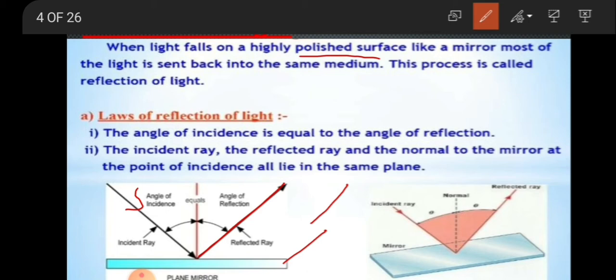There are two laws basically. First, the incident angle and the reflected angle are both equal, like i equals r. And second, the incident ray, the normal and the reflected ray lie in the same plane.